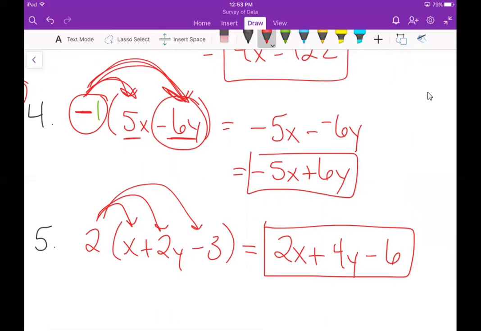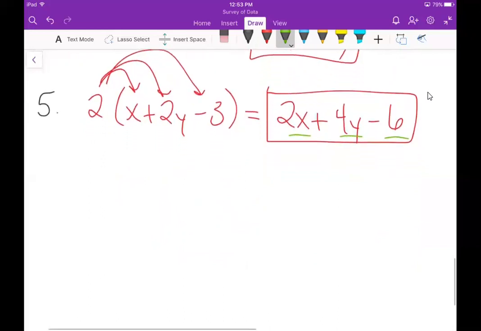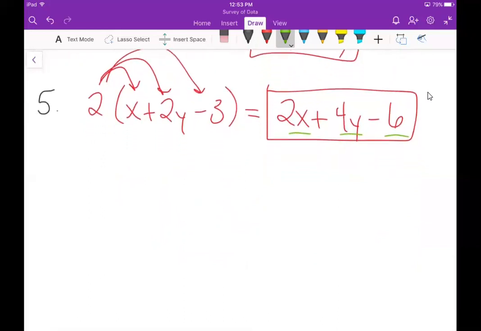Now I do want to point something out, right? I keep saying, I get to a point where I say none of these things can be combined. Well, why can none of these things be combined? It's because they're not like terms. I can in no way say 2x plus 4y is something else, okay? So we call these things like terms.